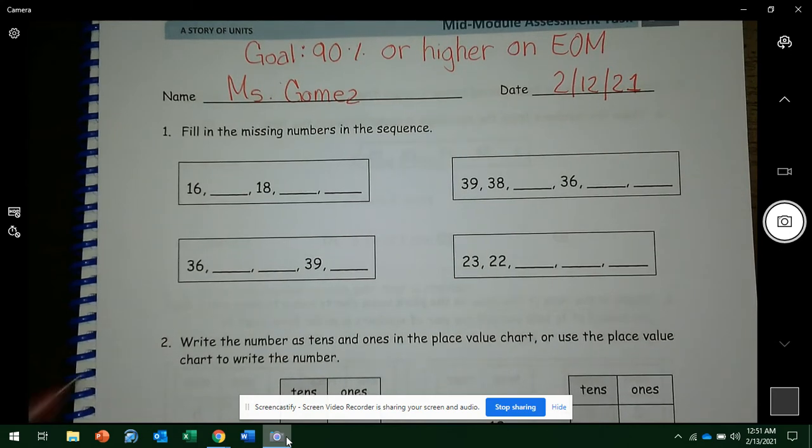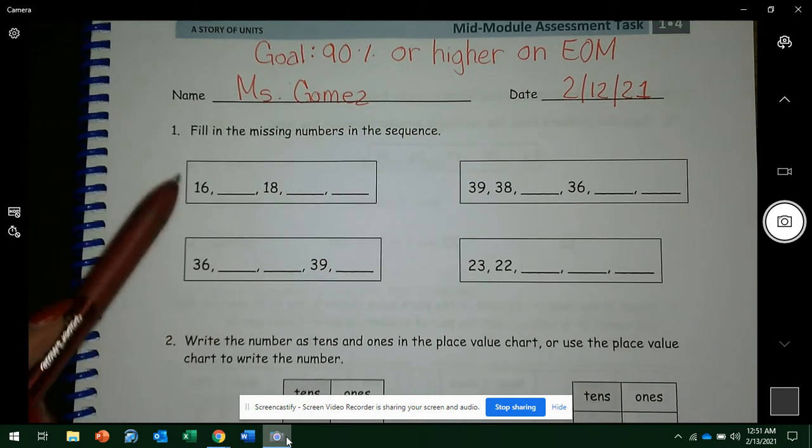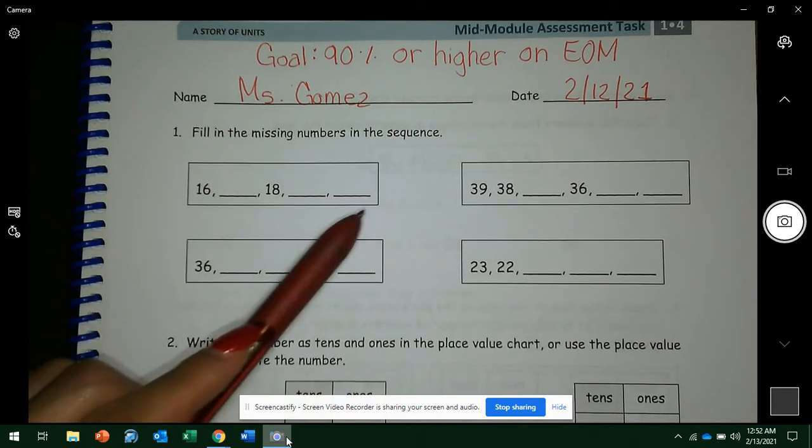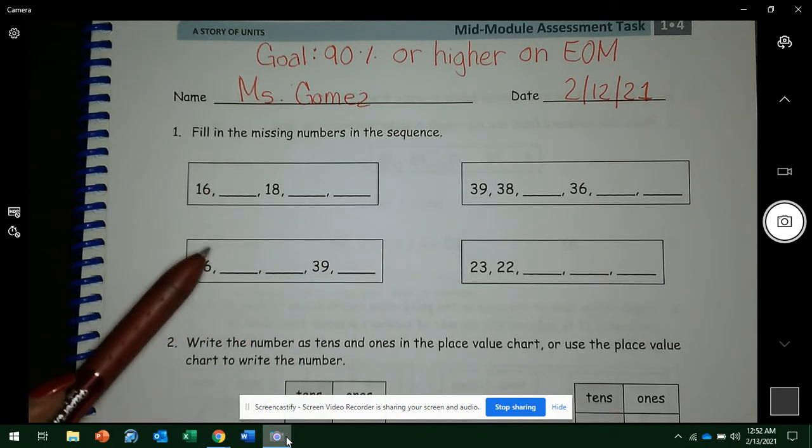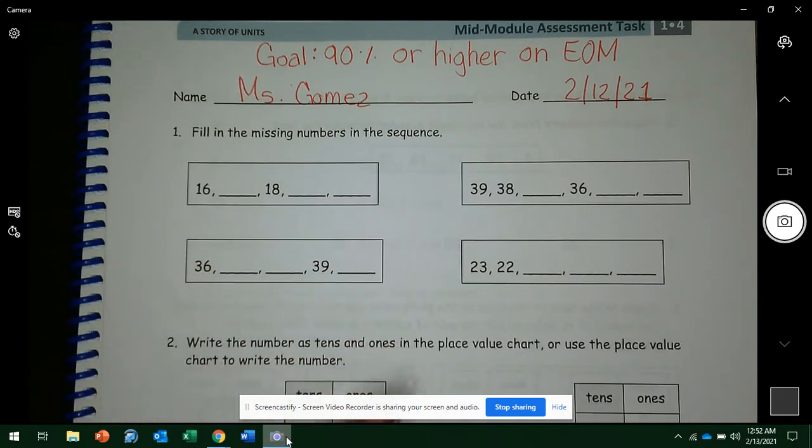Number 1 says fill in the missing numbers in the sequence. So for number 1, you're going to go look at the first box and fill in the missing numbers. Always remember the rule. If the numbers get bigger, you are counting forward. If the numbers get smaller, you are counting backwards. Go ahead and press pause. Press play to move on to the next question.